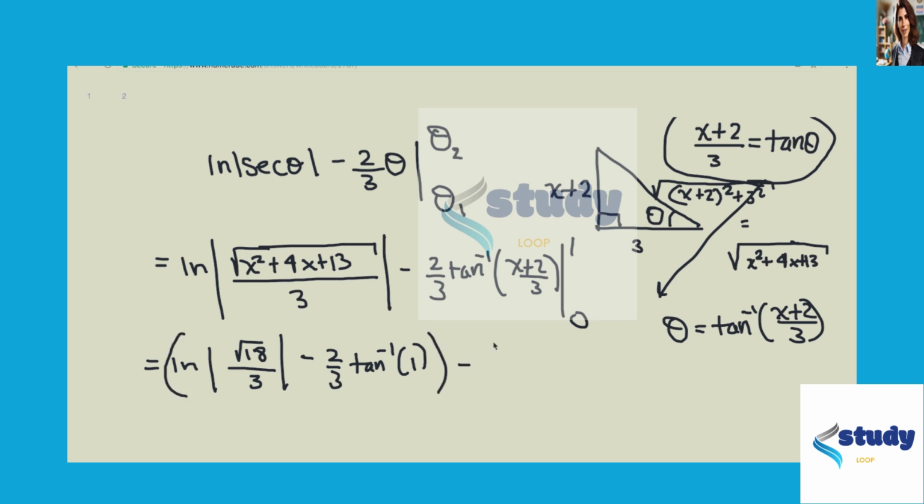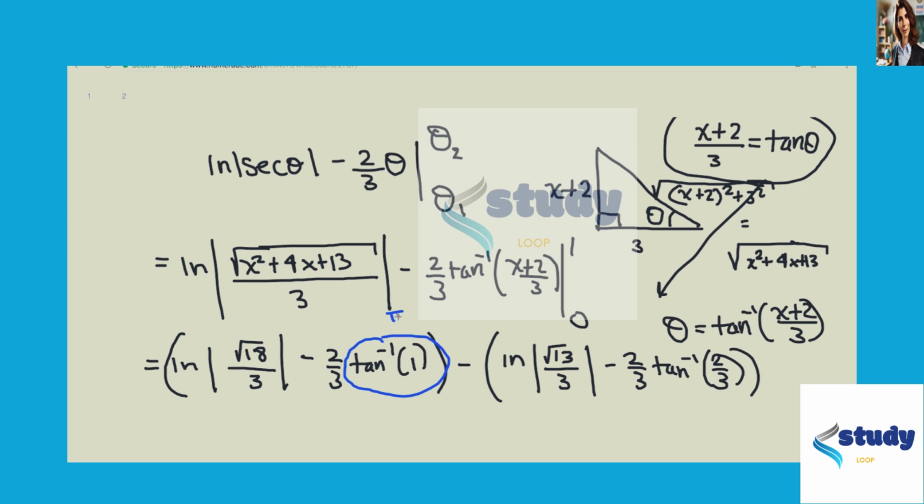And then now we plug in the 0. When we plug in the 0 for x, we'll just have a radical 13 up there. And then we'll have minus 2 over 3 tan inverse of 2/3. And then the last thing we could do here is maybe clean this expression up a little bit. We know tan inverse of 1, that's pi over 4.